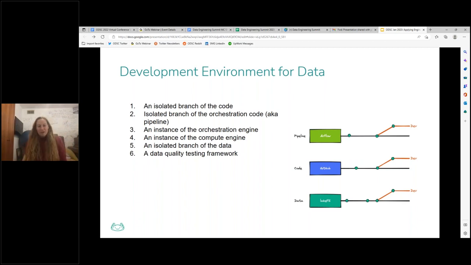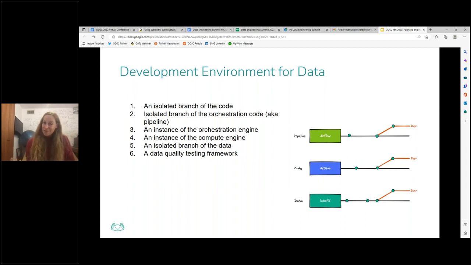So what does the development environment for a data product look like? First, you have an isolated branch on your version control system for the code that you are about to change, upgrade, or add something to. You would need an isolated branch of the orchestration code. When we orchestrate things in orchestration systems, it's either configuration files or actual Python code, and both can and should be version controlled using the same tool you're using for your code, for example, Git.